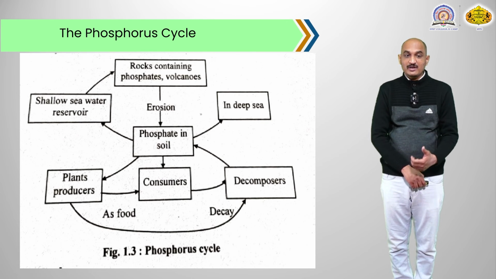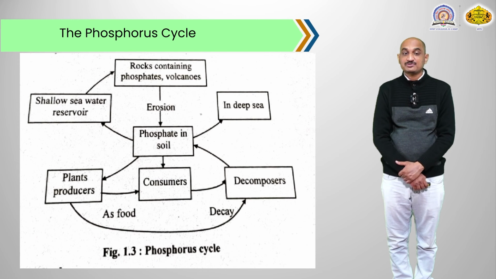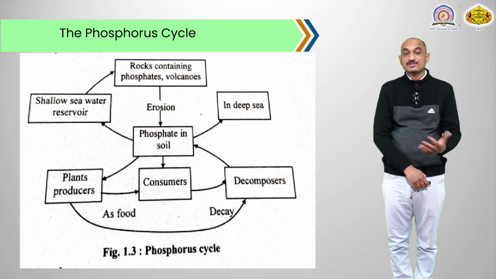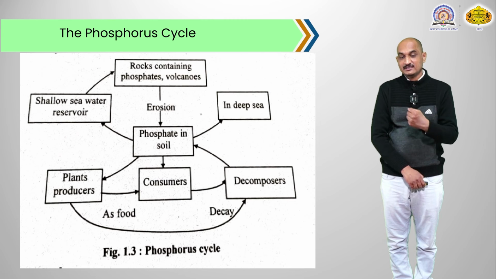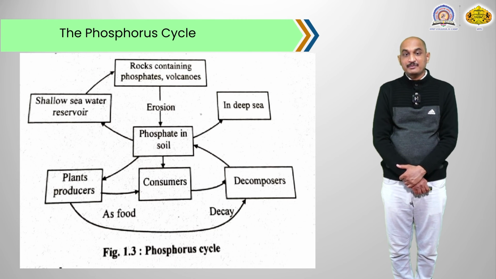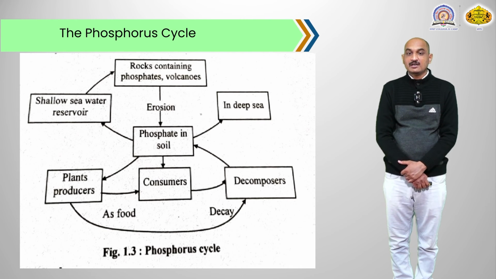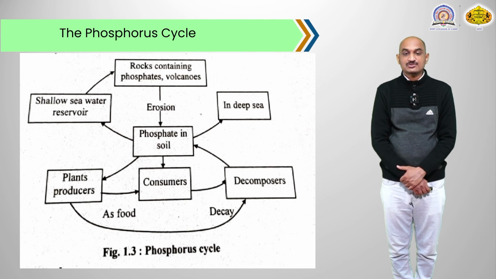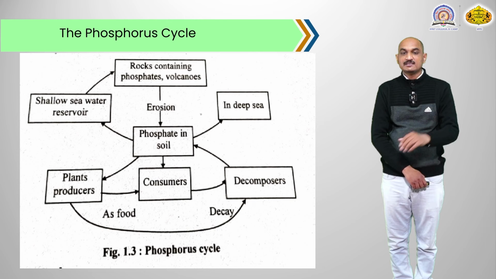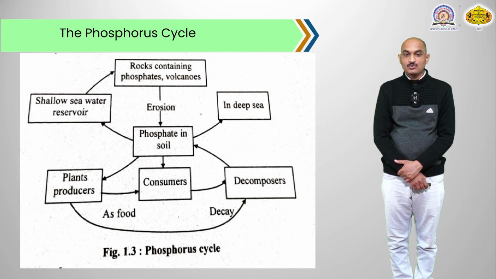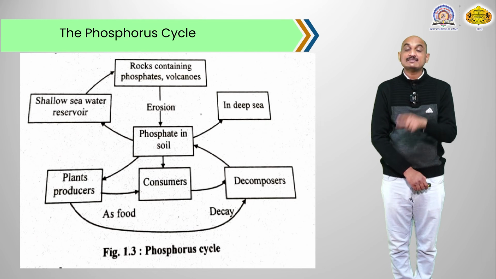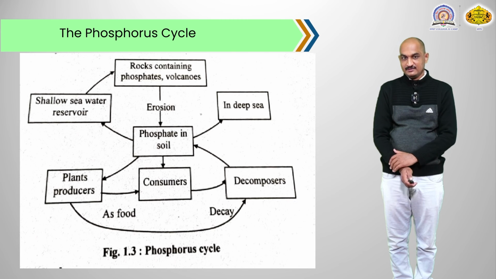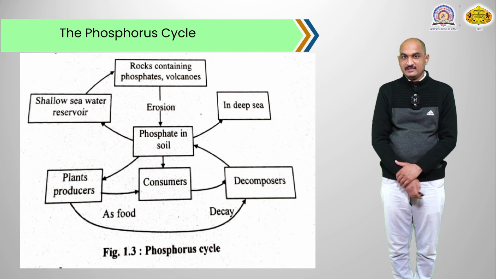From soil it goes to the plant producers, and then from plants to consumers, animals and human beings, and then through decomposition it goes once again to the soil. This is the cycle, how it circulates and is recycled into the environment. This is all about the phosphorus cycle.